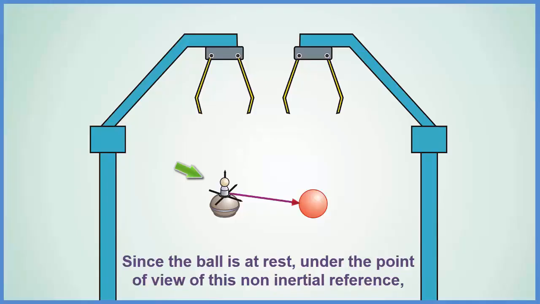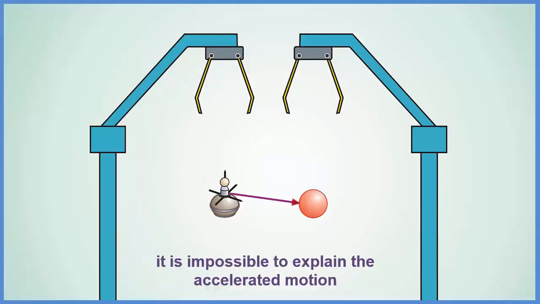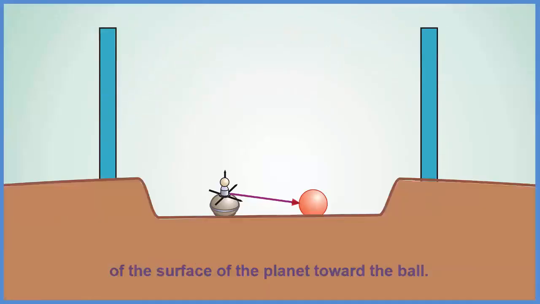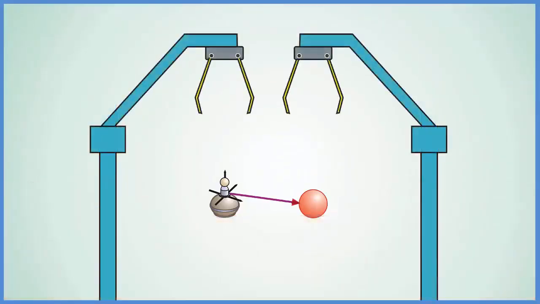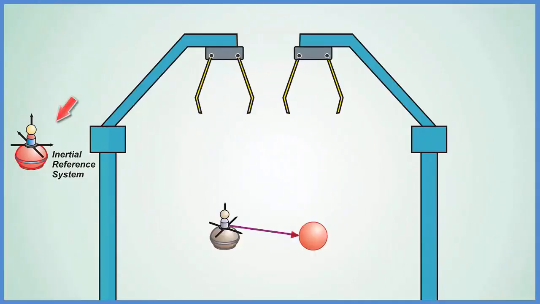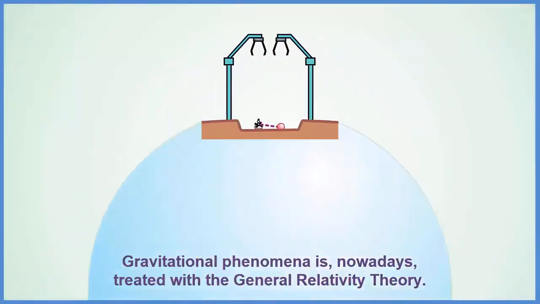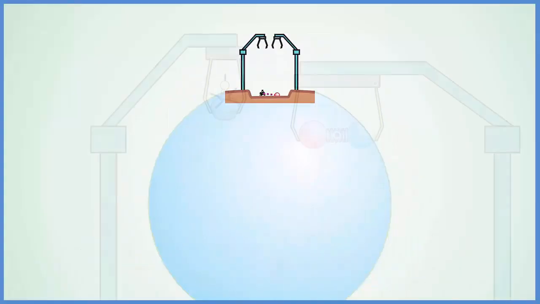Since the ball is at rest from the point of view of this non-inertial reference, it is impossible to explain the accelerated motion of the surface of the planet toward the ball. Gravitational phenomena are nowadays treated with the general relativity theory.